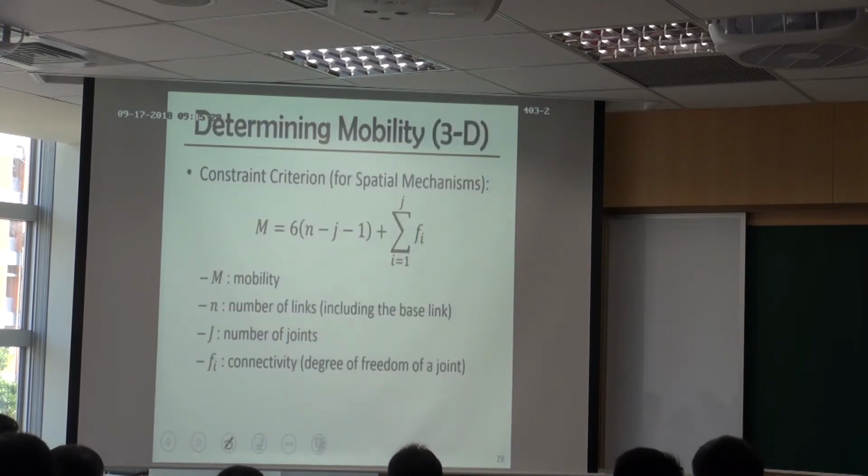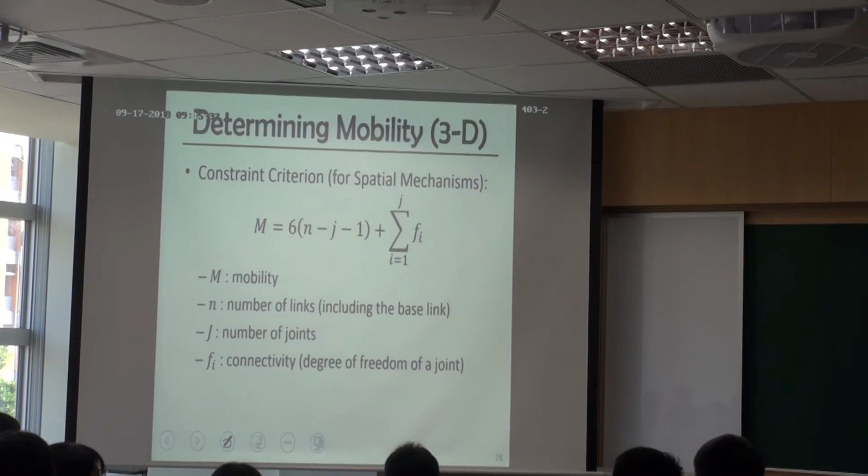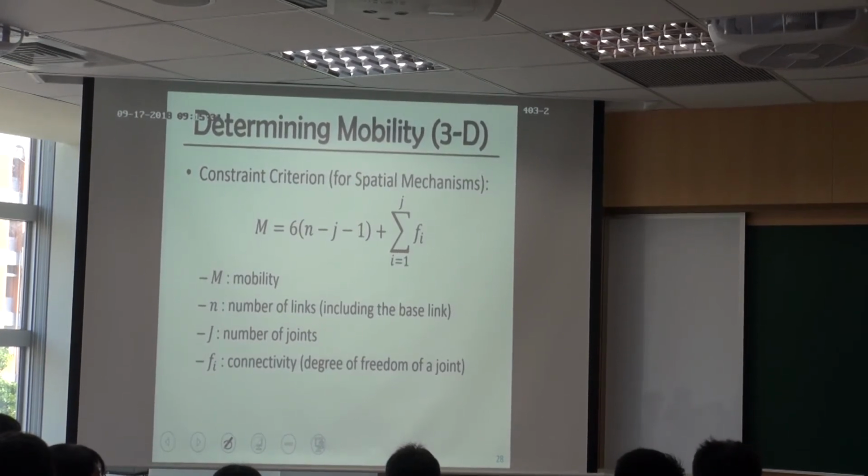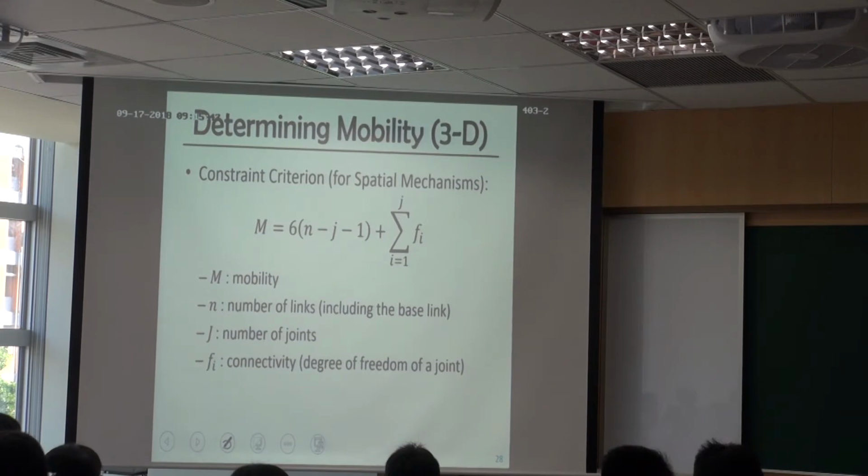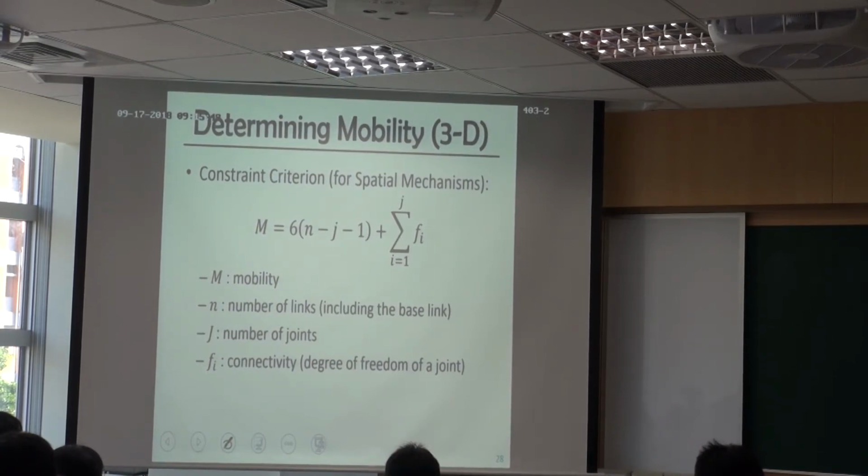Okay, so the example I just showed you is a 2D mechanism. But how about a 3D mechanism? We won't talk too much about 3D mechanisms, but here you just get an idea. If you have a 3D mechanism, or we call it spatial, that means it's in 3D space, then how can we find the mobility? You'll find the equation is very similar to the 2D case. The only difference is we put a 6 here instead of 3.